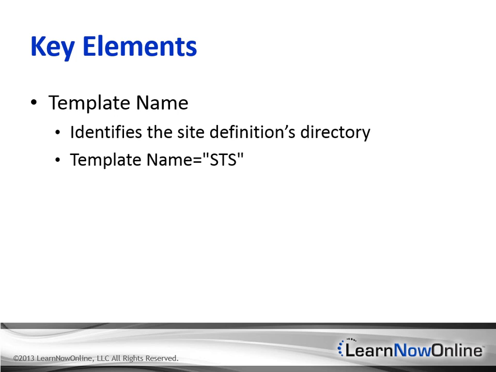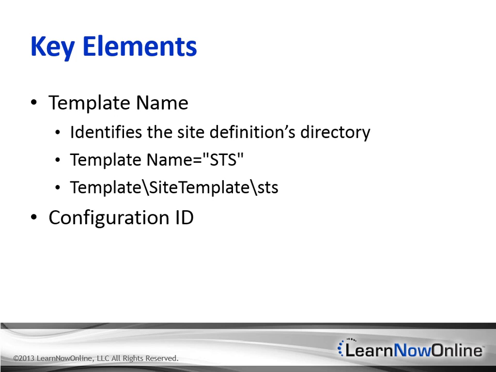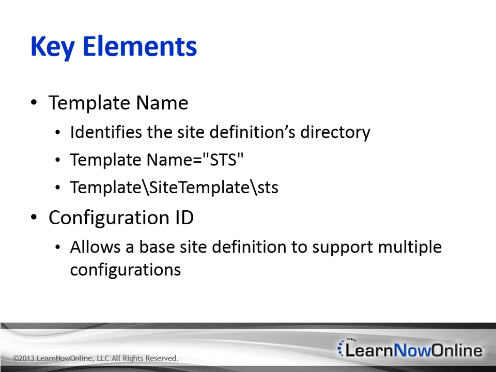So for example, here we could have a template name of STS for team site, and then it would live in that directory. So the name has to match that subfolder name. So the name of STS, and there has to be that subfolder under site template of STS. And then the ID attribute has to match the ID of another configuration element within the onet.xml file. So this is how we're able to have a base site definition to support multiple configurations.